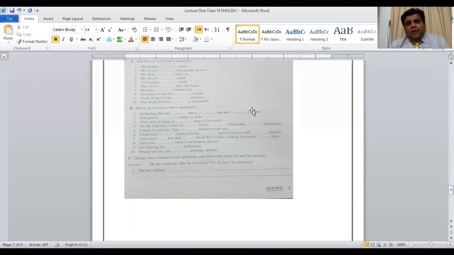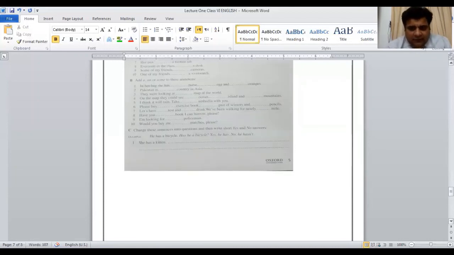And dash oranges. Oranges are the plural, more than the one, it is a plural, so we will say some oranges. Yes, some oranges. Pakistan is dash country in Asia. Pakistan is a country in Asia. Okay, so these are the sentences where you have to add a, an, or some.